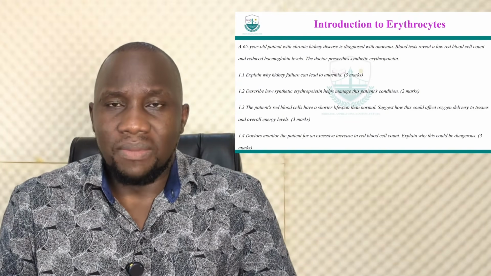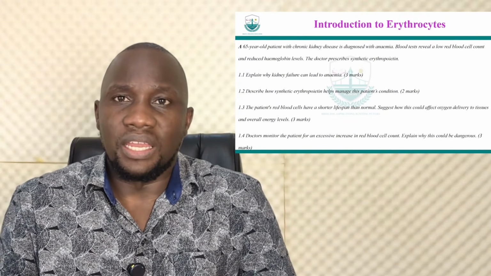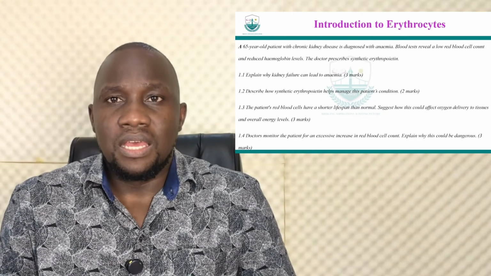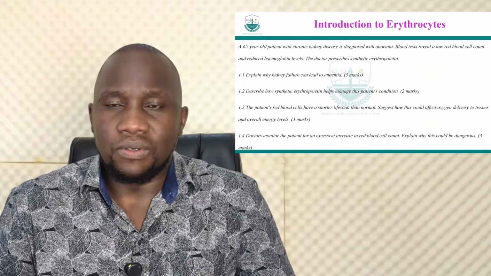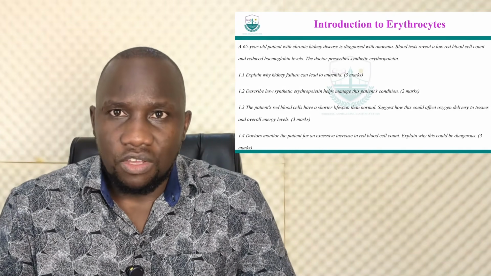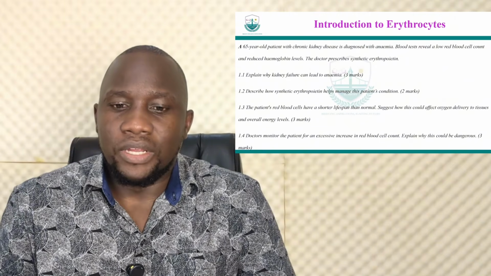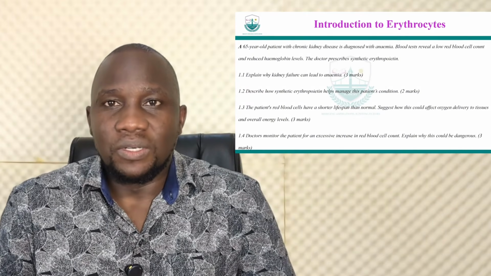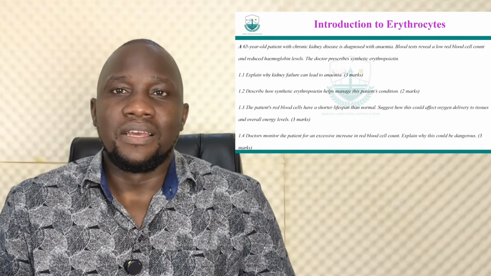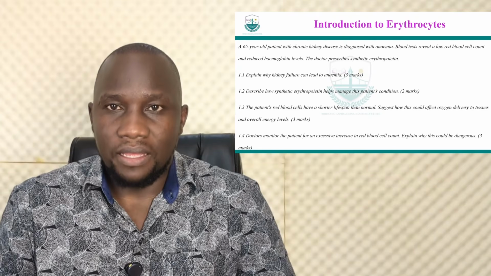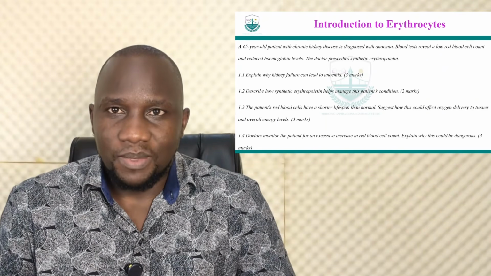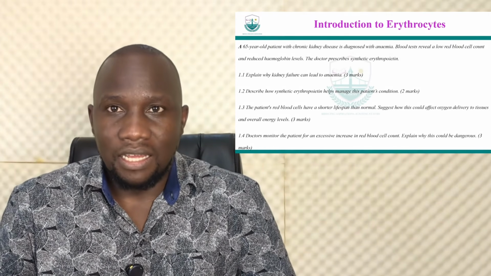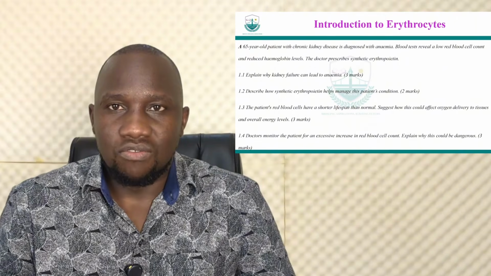The blood tests have been carried out, and they are revealing a reduced red blood cell count and also reduced hemoglobin levels, and the doctor has decided to give this patient erythropoietin. Erythropoietin is actually a hormone that is naturally secreted by the kidneys, to be specific. And in this case, we are talking about synthetic erythropoietin that has been given to this patient.